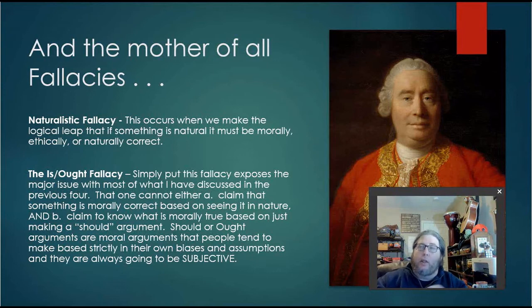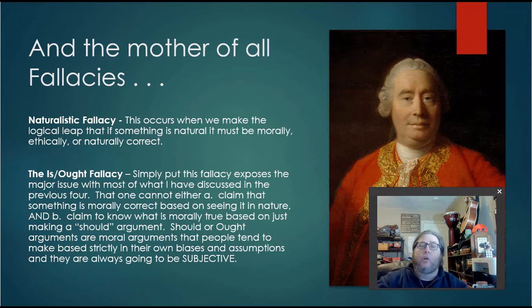And it directly relates to our last fallacy, all right, number 5, the is-ought fallacy, or the is-ought problem that David Hume talked about again. Simply put, this is a fallacy that exposes the major issue with most of what I've discussed in the previous 4, that one cannot either A, claim that something is morally correct based on seeing it in nature, and B, claim to know what is morally true based on just making a should argument.